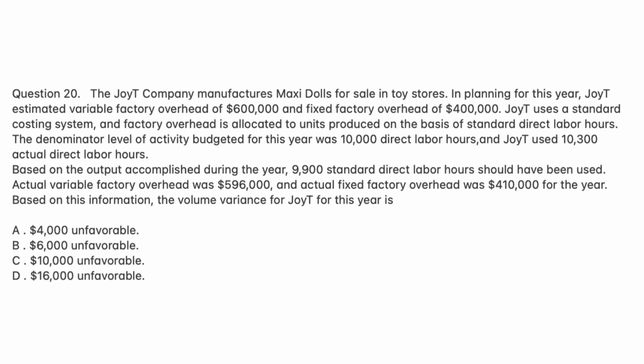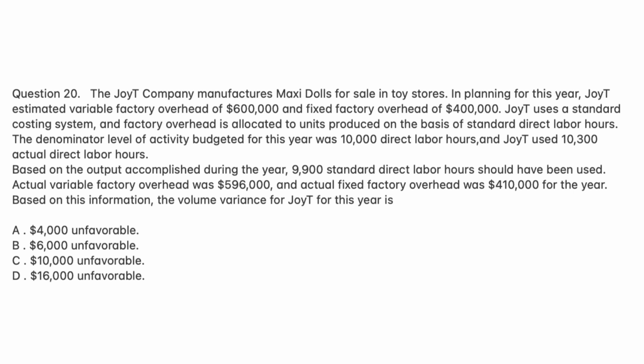$110,110. Question 20. The Joy Tea Company manufactures maxi dolls for sale in toy stores. In planning for this year, Joy Tea estimated variable factory overhead of $600,000 and fixed factory overhead of $400,000. Joy Tea uses a standard costing system, and factory overhead is allocated to units produced on the basis of standard direct labor hours. The denominator level of activity budgeted for this year was 10,000 direct labor hours, and Joy Tea used 10,300 actual direct labor hours. Based on the output accomplished during the year, 9,900 standard direct labor hours should have been used.